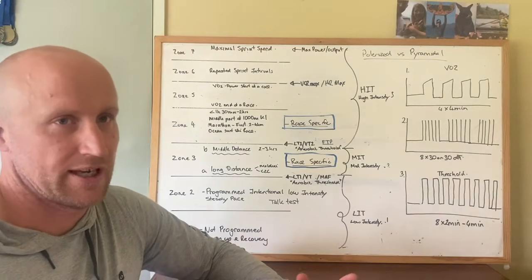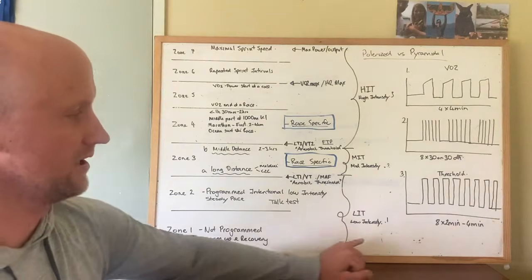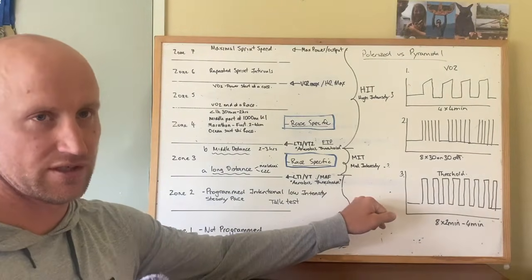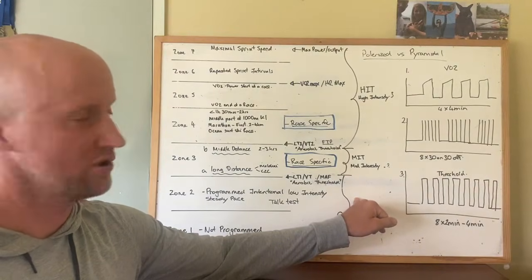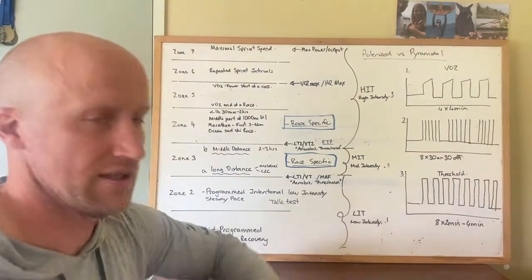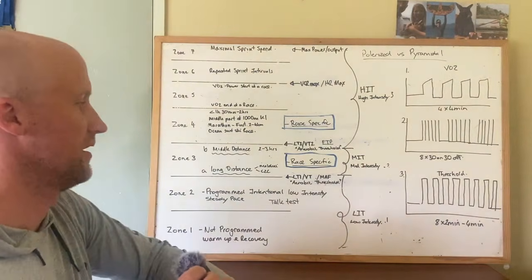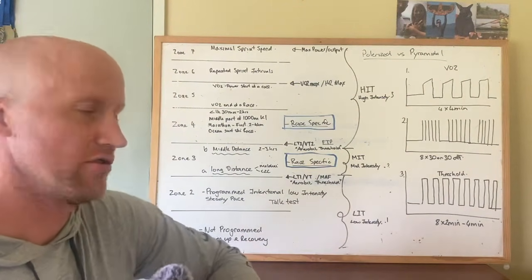If you can talk like I am now, you're possibly working too easy. And if you can only say a few words, 3 or 4 words, have to take a breath and then say another 3 or 4 words, you are most likely, and the research backs this up, at your aerobic threshold.